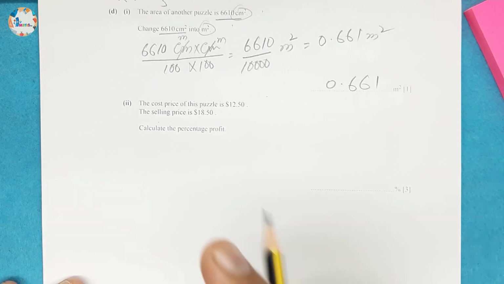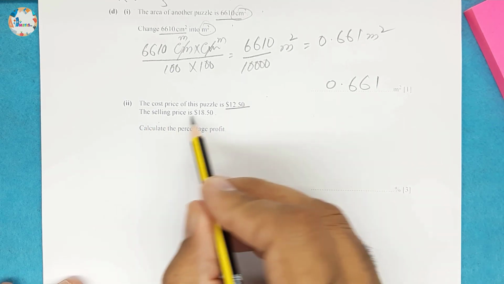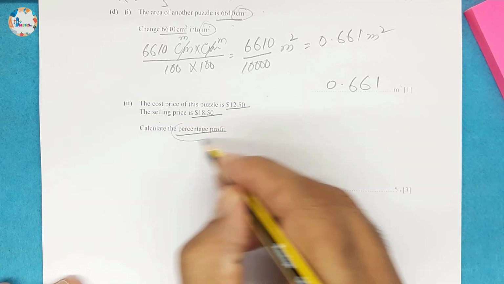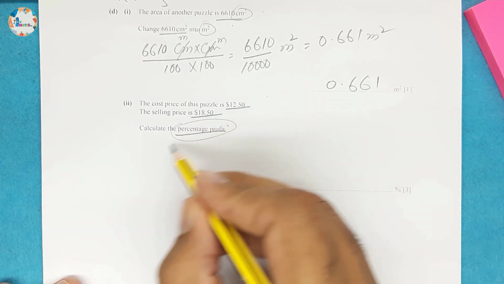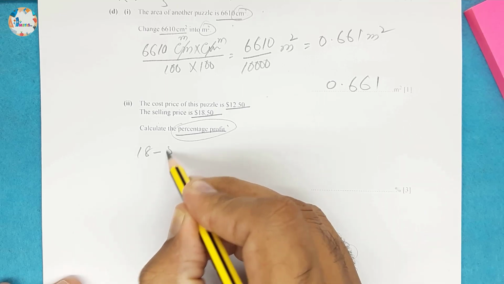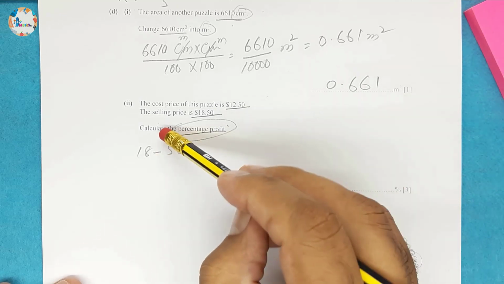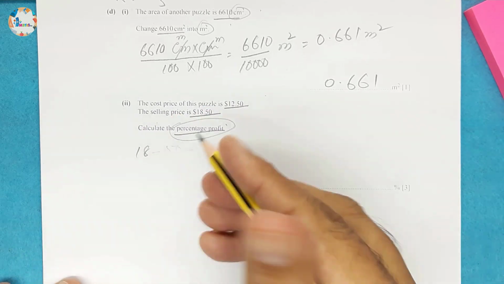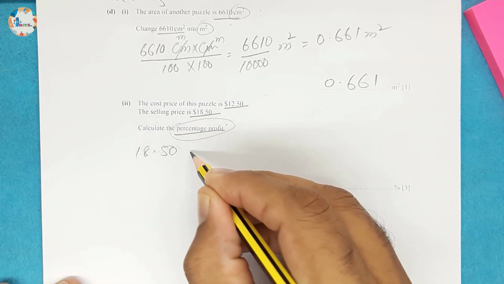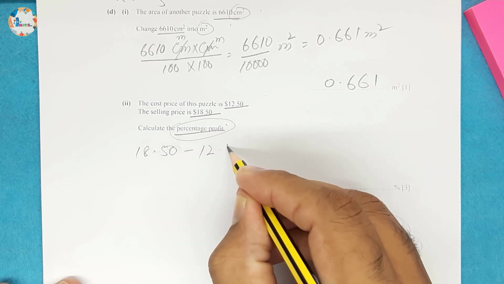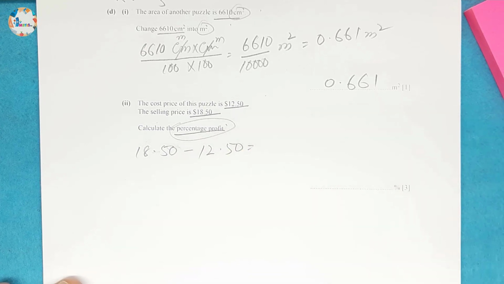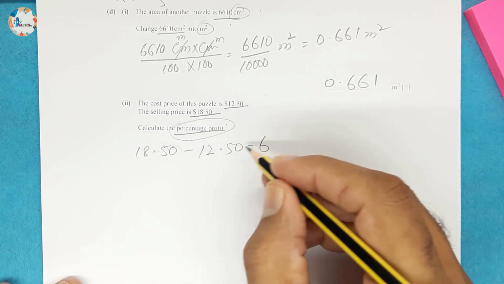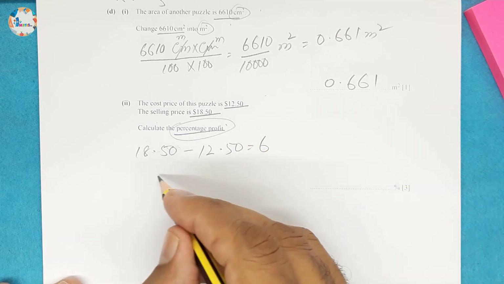The cost price of this puzzle is this much and the selling price is this much. Calculate the profit percentage, basically percentage profit we have to calculate. So we'll check how much is the profit. Selling price minus purchasing price will give us, so this should be decimal. So selling price is 18.50 and minus purchasing price is 12.50, and this will be basically 6. So 6 will be profit.